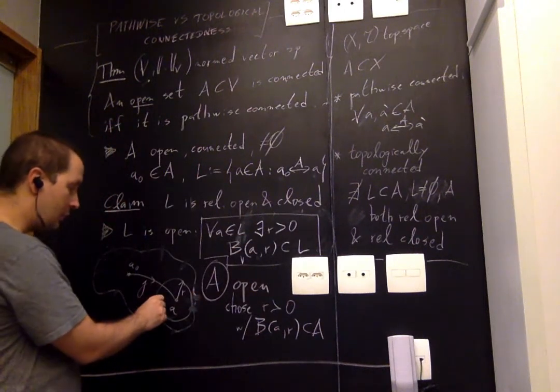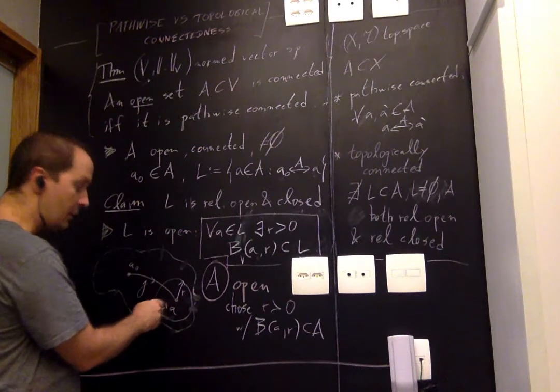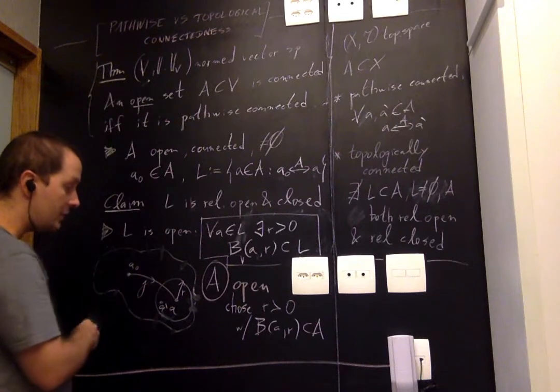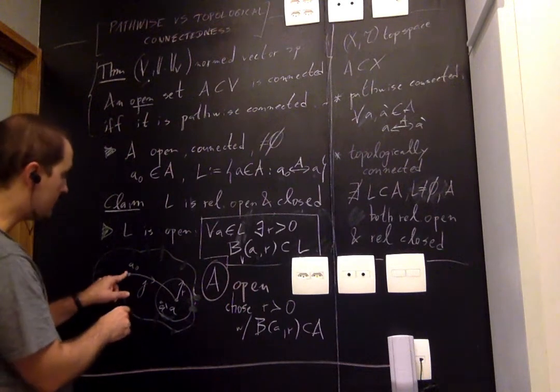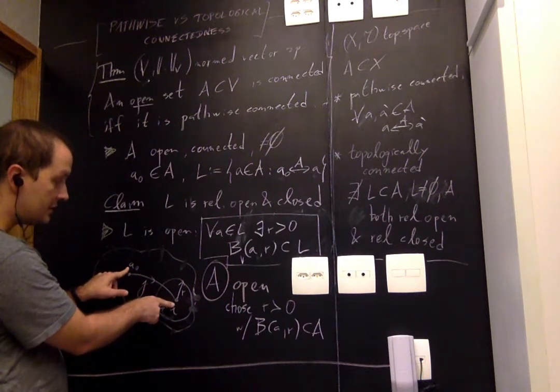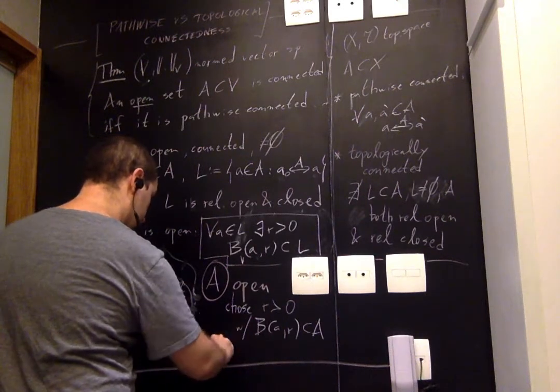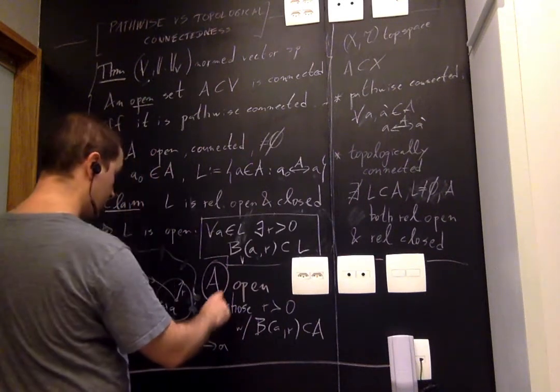Why is that? Take a point here in this ball. I want to prove that it's connected to A naught by a path. So how do I find this path? I know that A naught is connected to A inside the set A.